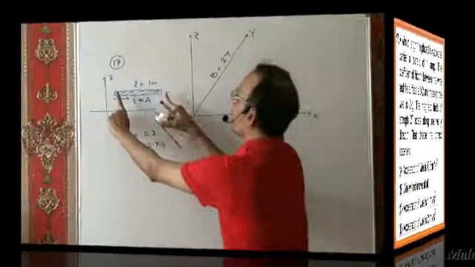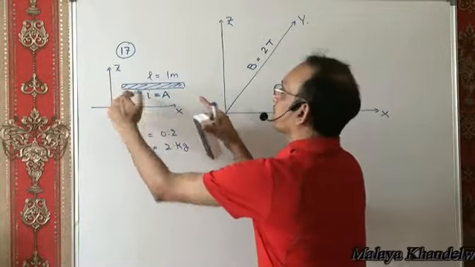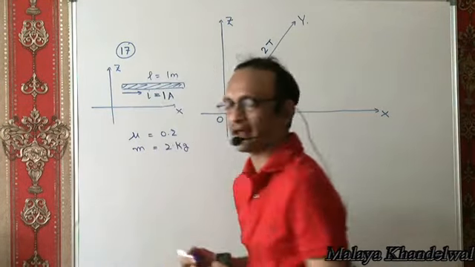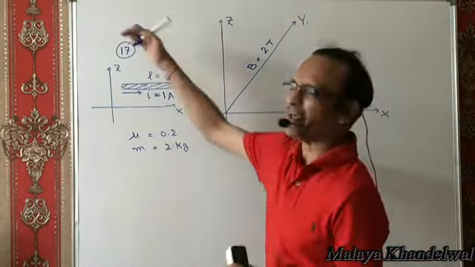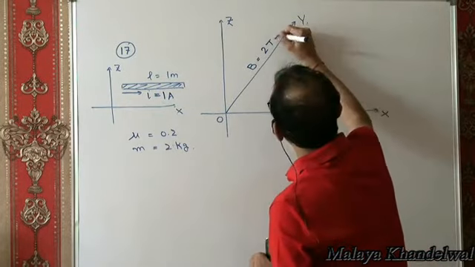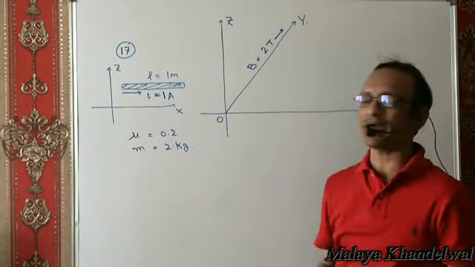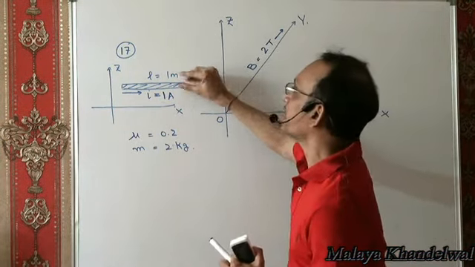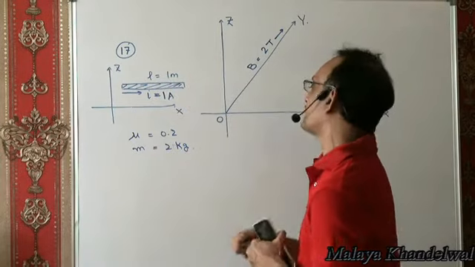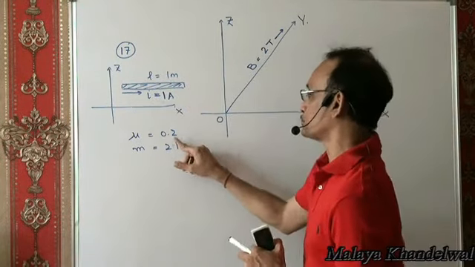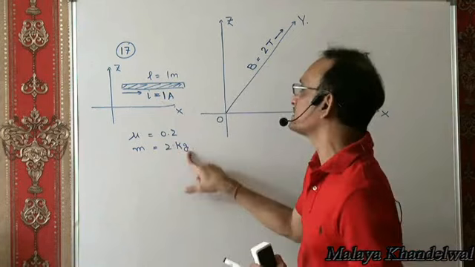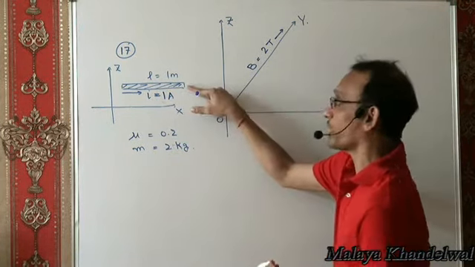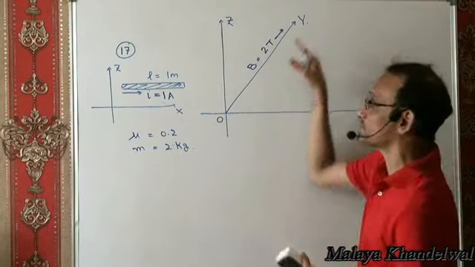A 1 meter long thin wire, carrying a current of 1 ampere, is placed in the XZ plane. There is a magnetic field B of 2 Tesla along the y-axis. The coefficient of friction between this wire and the surface of the XZ plane is 0.2. The mass of the wire is 2 kg, and the length is 1 meter. We want to figure out what happens to this wire. Does it get accelerated on application of this magnetic field?